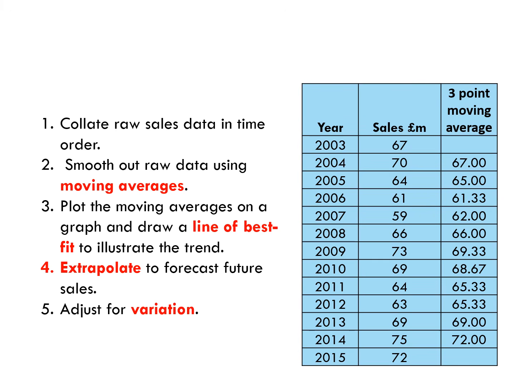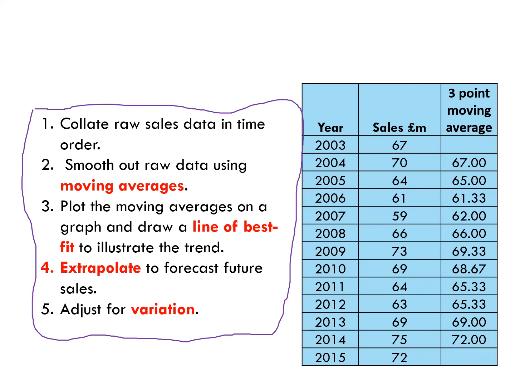So these are the steps that we need to go through. So this is quite important to make sure that we have these steps down in our notes. Remember, compared to last year, it's more about steps for process than remembering particular formula. So 1, collect the data. 2, we perform our 3-point moving average. 3, we plot the averages and draw a line of best fit. 4, we extrapolate to give our forecast. And 5, we look at the average variation and we adjust our forecasted figure by that amount.